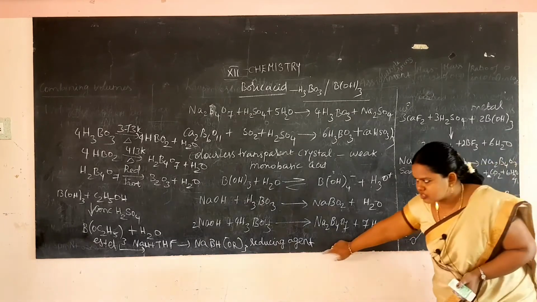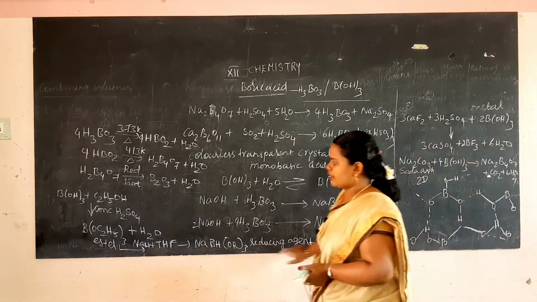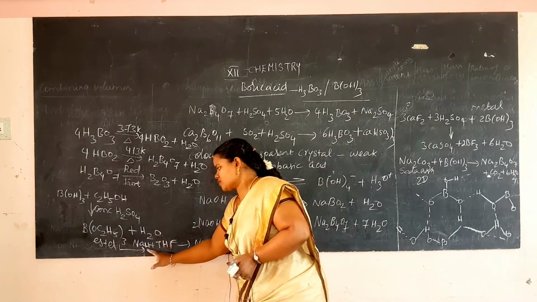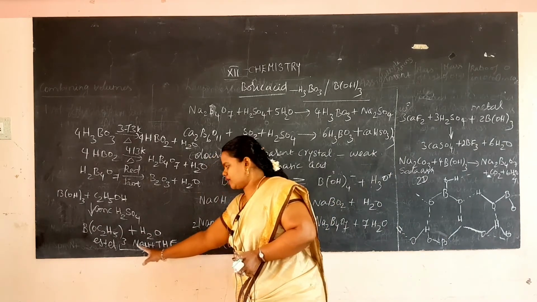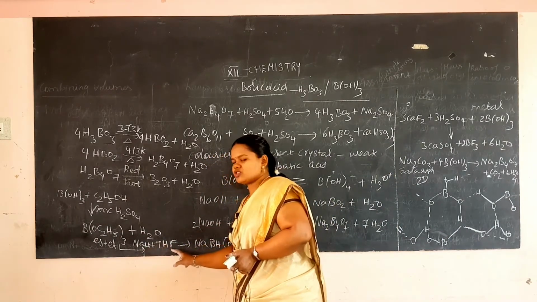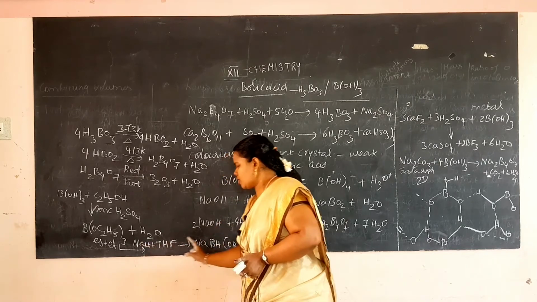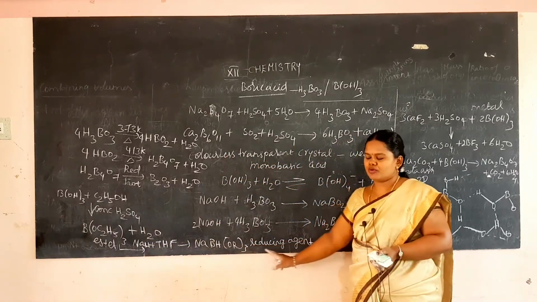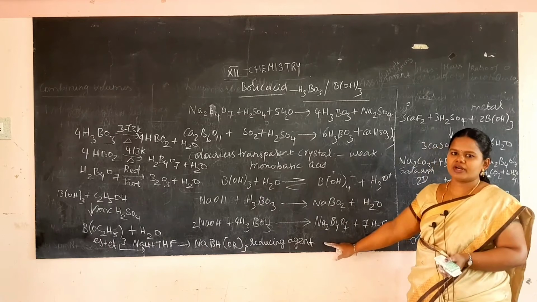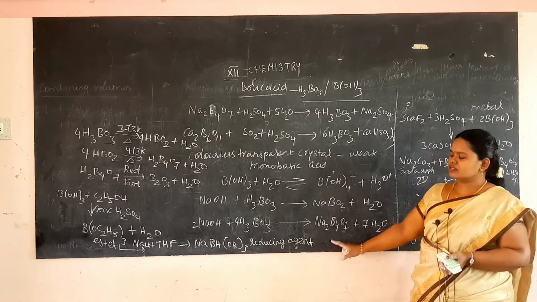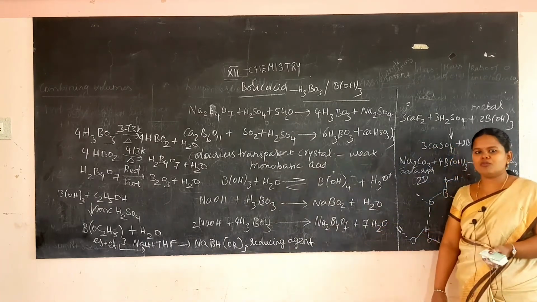Then the next one, this tetraalkyl borate, when it reacts with sodium hydride. There is no equation in the book, but I have written NaH, THF, that is tetrahydrofuran, and when it combines with that it gives one compound. That compound is used as a powerful reducing agent. So these are the chemical properties of boric acid.